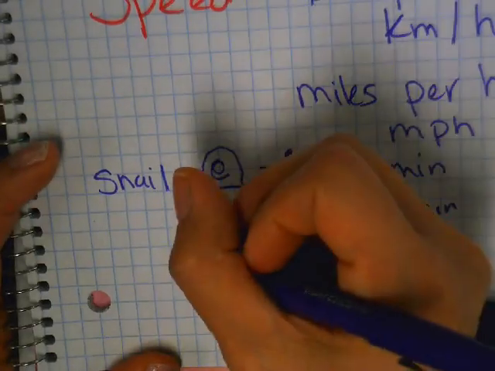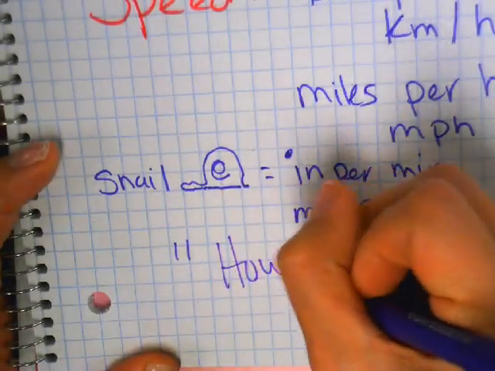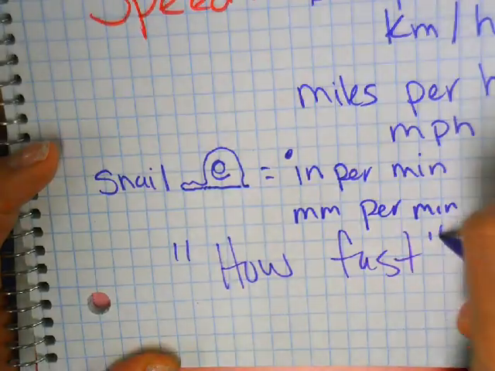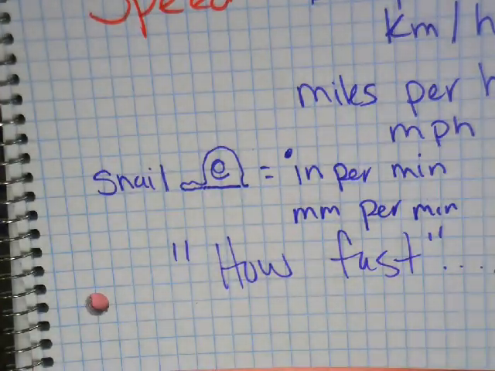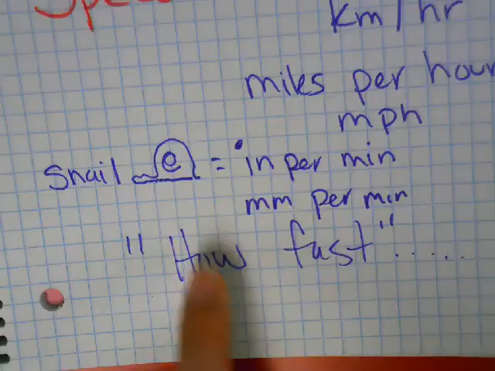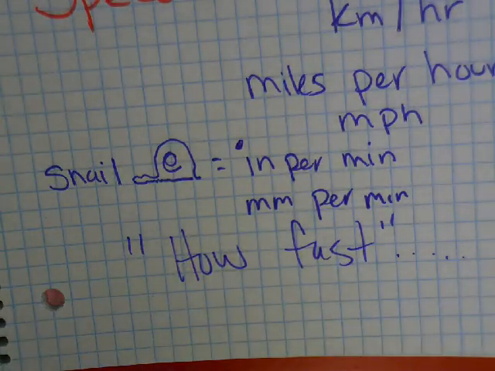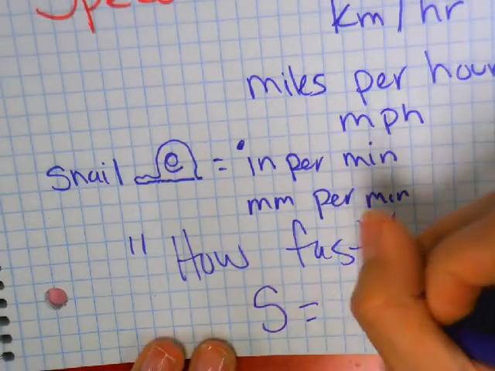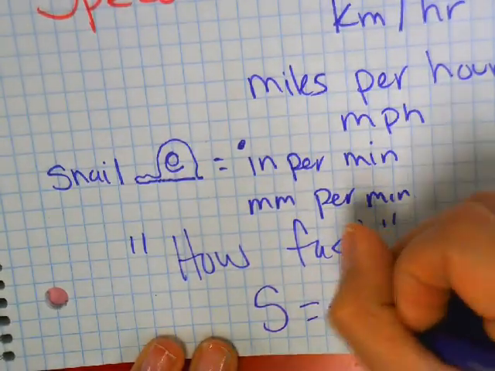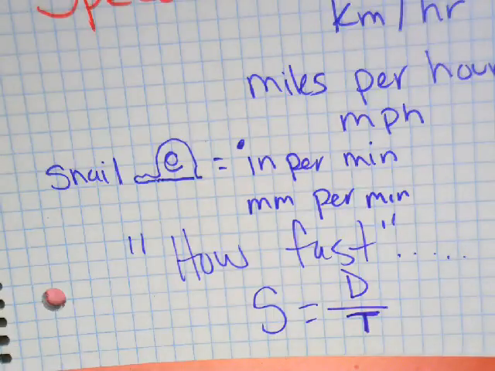When you read how fast, it's asking you for speed. So when you read how fast, you're solving for speed. And speed is equal to distance divided by time. Distance divided by time.